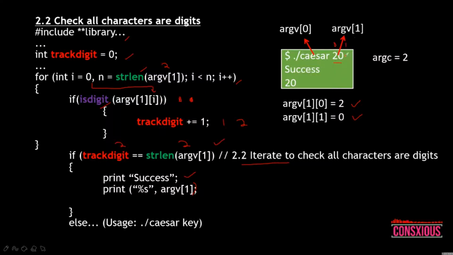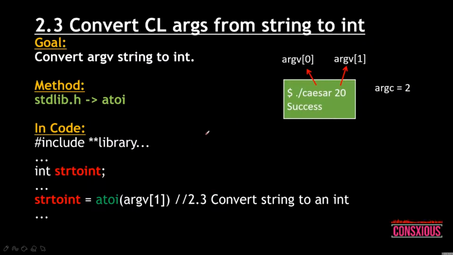Since, as I say, the argument vector is a string, we use the %s here. This is how we print the key here, if the key is a digit. Else we'll print the usage: ./caesar key. So we go to the next slide.